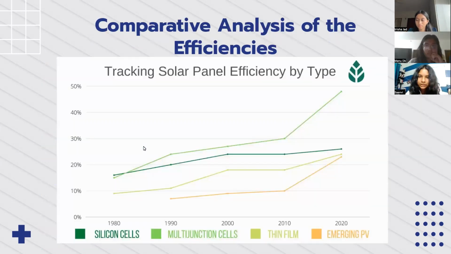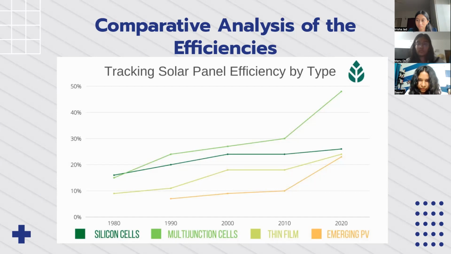Okay, now we'll be comparing the analysis. We'll be comparing the efficiencies of all these types of solar cells. The silicon cells in the graph are indicative of the tandem and the plasmonic cells. The multi-junction cells are indicative of the charge carrier selective contacts and the perovskite cells. The thin film is indicative of the perovskite solar cells and the plasmonic solar cells. And emerging PV is quantum dots and MEG.